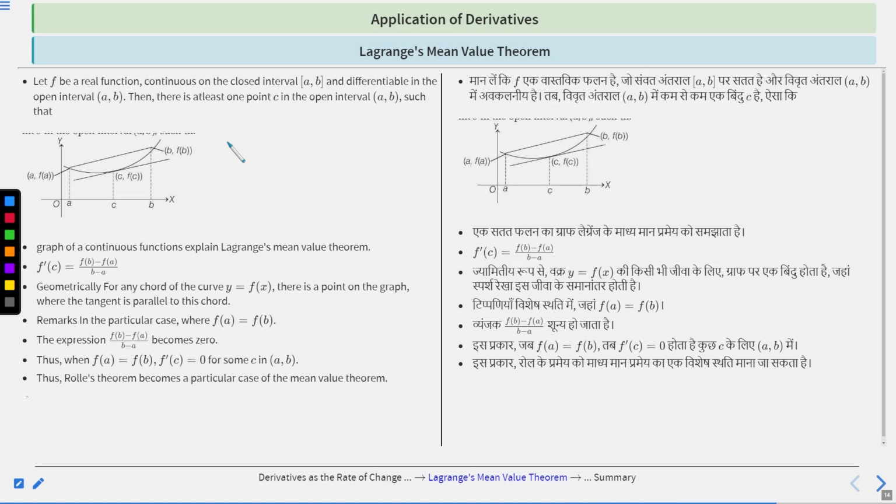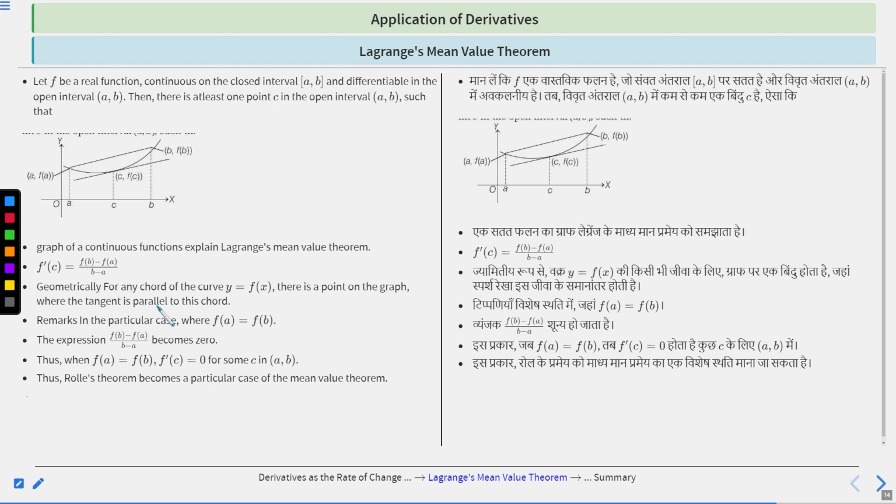Now let's move to Lagrange's mean value theorem, which says: let f be a real function continuous on the closed interval [a, b] and differentiable in the open interval (a, b). Then there is at least one point c in the open interval (a, b) such that f'(c) is equal to (f(b) minus f(a)) upon (b minus a). You can see the graph of the continuous function, which explains Lagrange's mean value theorem.